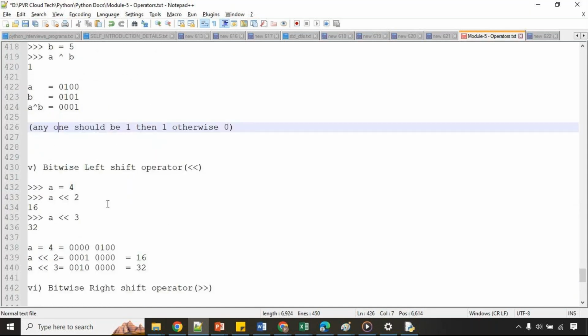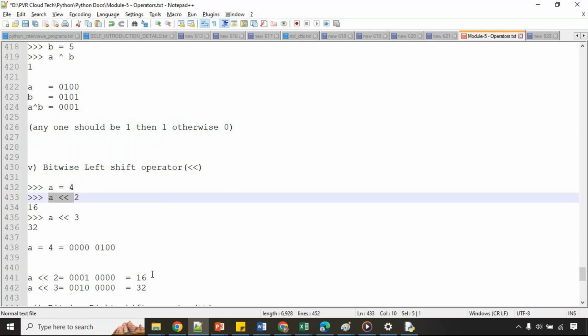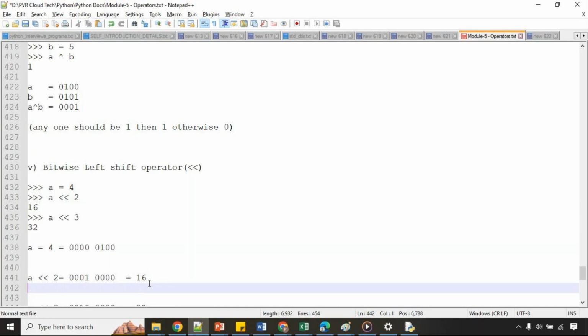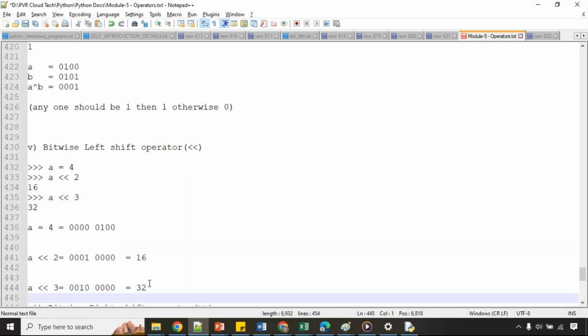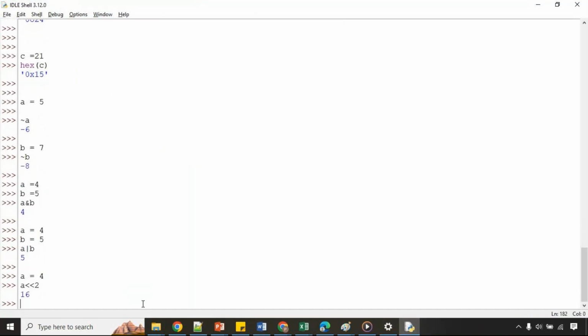Left shift operator, moving into the left side. By default, A equal to 4, the binary number is 100. As this is the left shift by 2 digits, the 1 is going to move to here. So whatever the 1 here, moving left into 2 positions. This is the value, sixteen.